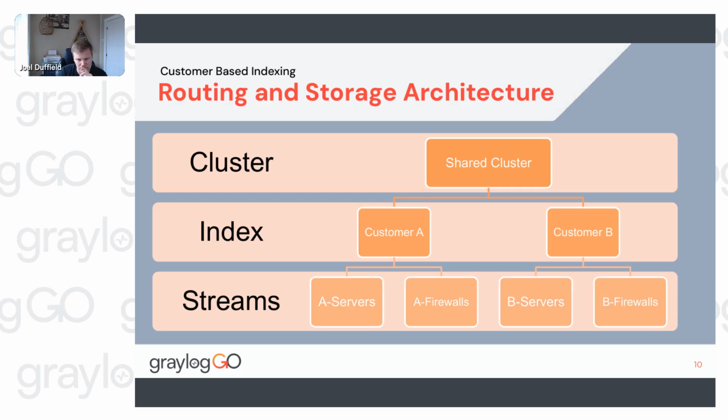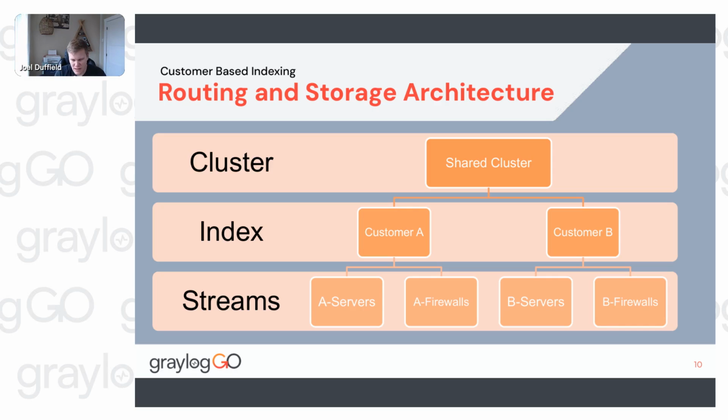We may want to break things up by putting customers, and when I say customers, this could be departments, it could be really whatever you want, into their own indexes. We have our one shared cluster. Then we've got an index for customer A and an index for customer B. Inside of those, we could have multiple streams. Maybe it still makes sense that instead of having just a customer A stream, we have a stream for customer A's servers, we have a stream for customer A's firewalls, and the same for customer B.